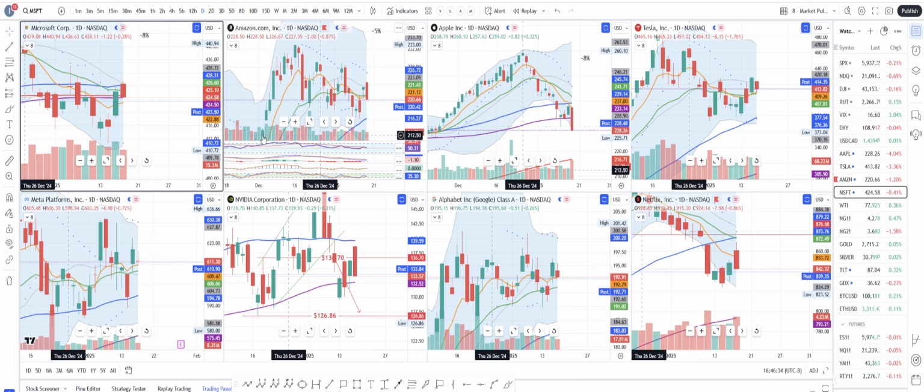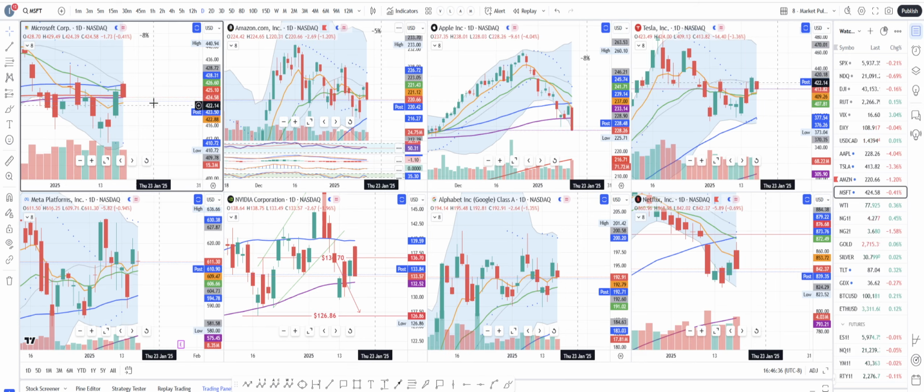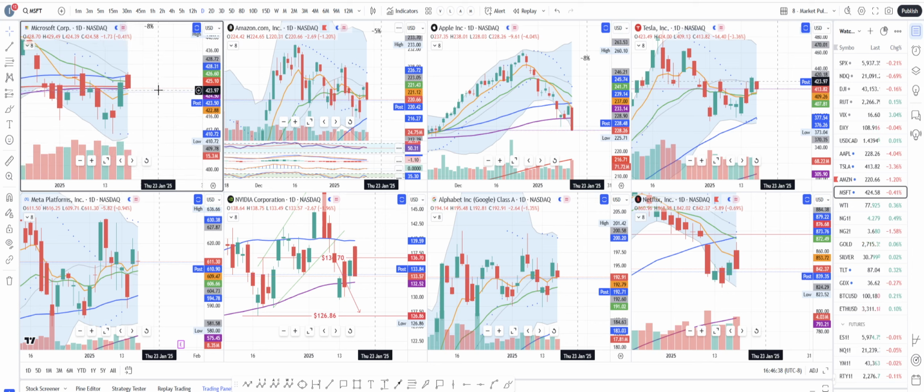And speaking about technology itself, this is the chart of the biggest stocks.